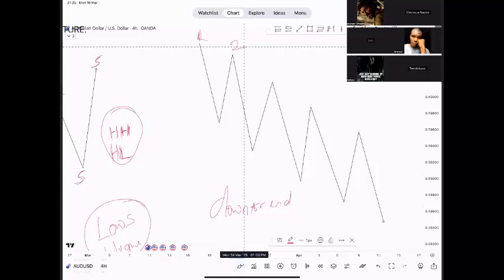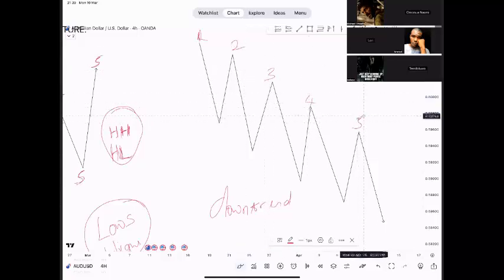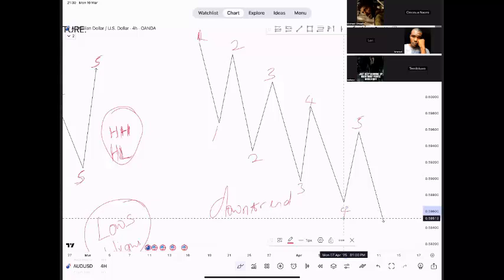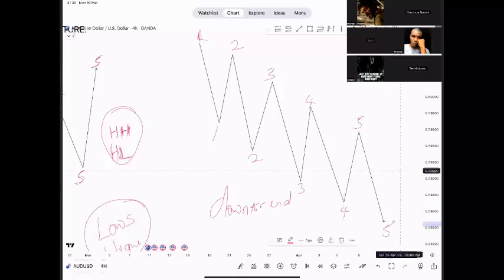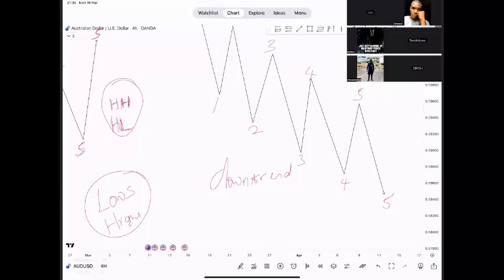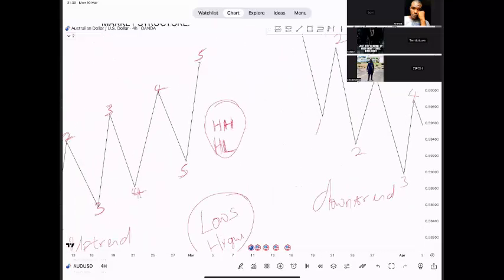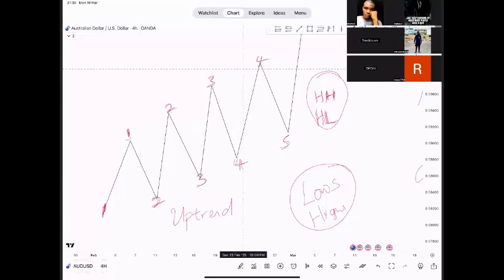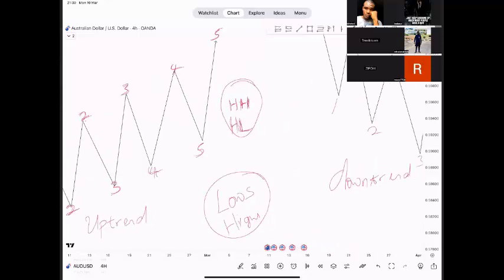Here we have high three, high four, and high five. Here we have low one. Here we have low two, low three, low four, and low five. Now, remember that in an uptrend, the highs were always going above the previous highs. The lows were always going above the previous lows. Now, in a downtrend, it's not the same thing.